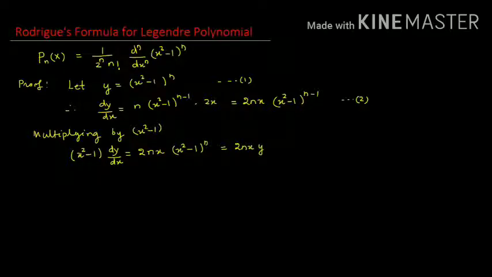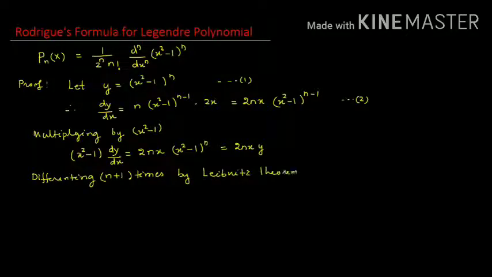Now differentiating n plus 1 times by using Leibniz theorem. By Leibniz theorem, which is given below, nth derivative of two function, that is uv. uv is the product. dn is the nth derivative. d means that is dy dx here.